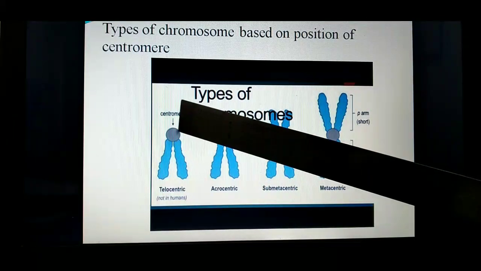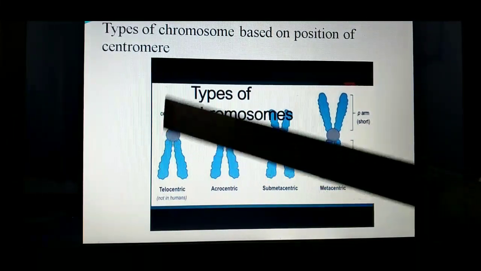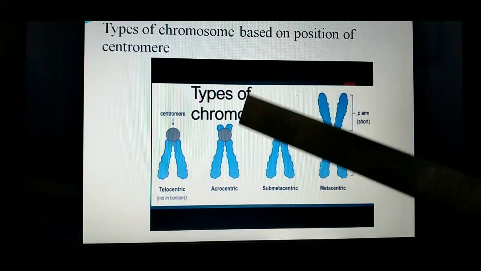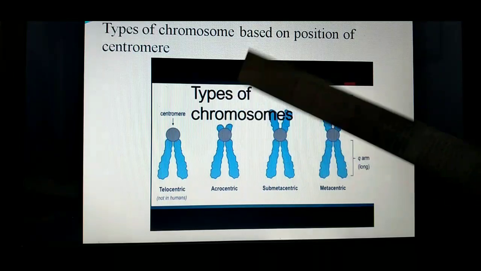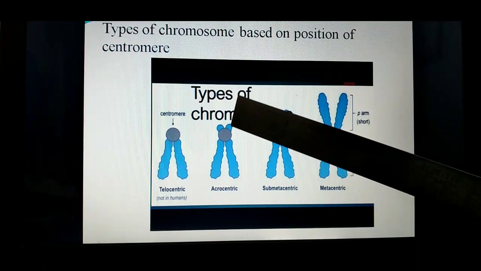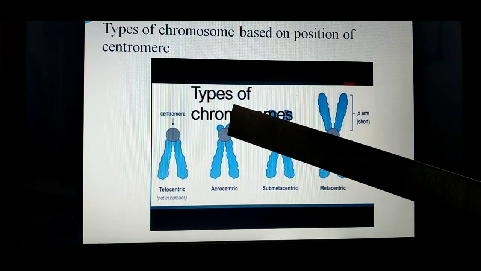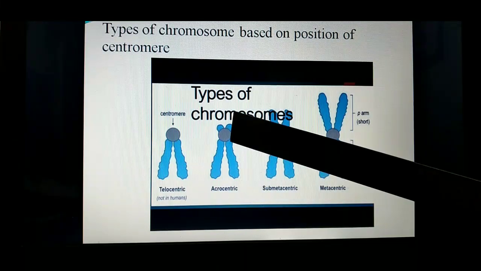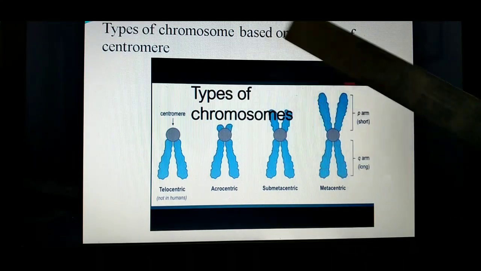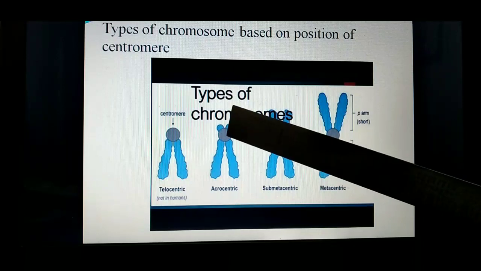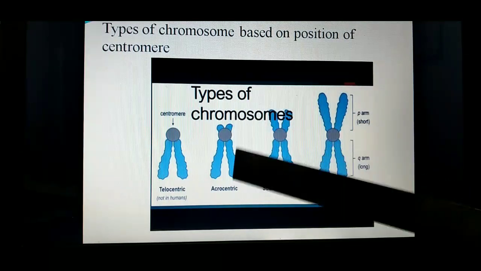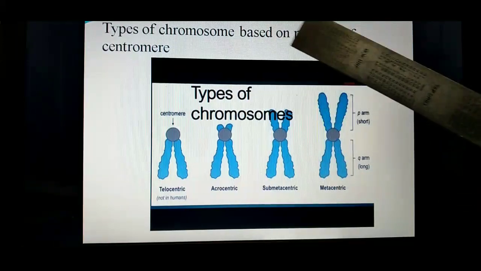This is telocentric. At the extreme end, the centromere is present. Then acrocentric. In the acrocentric, the centromere is present near one end. So here one chromatid arm is very small and the other arm is long. So in acrocentric, the centromere lies near one end. It has a small arm as well as a long arm.